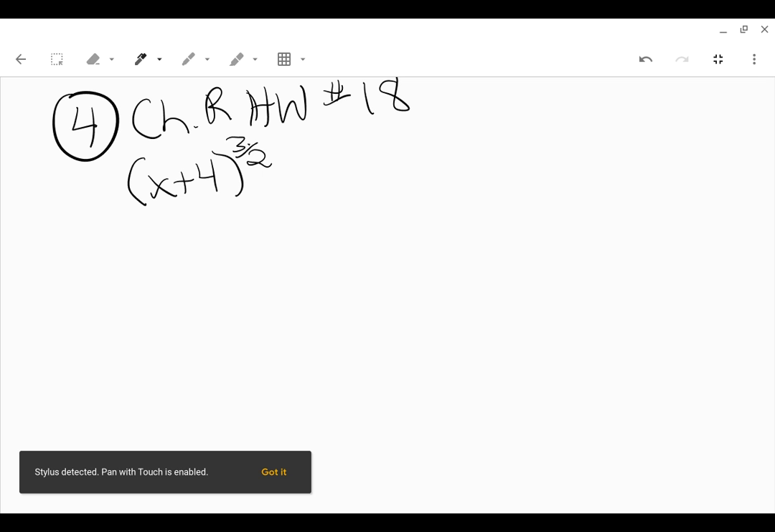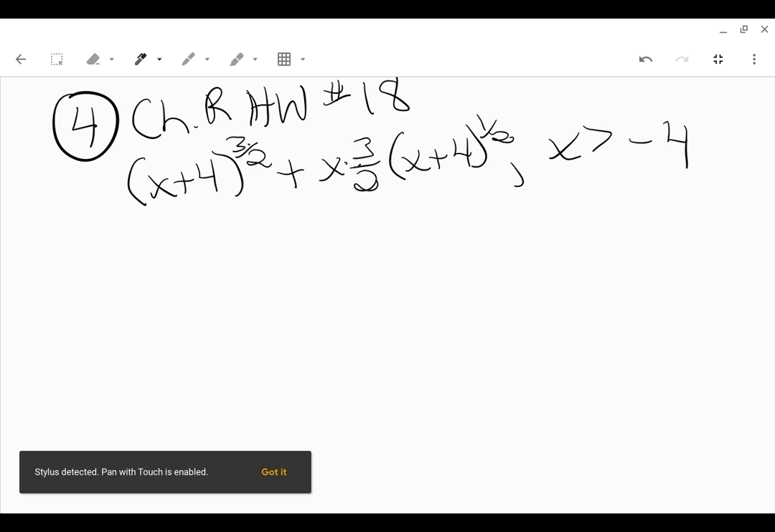So x plus 4 to the 3/2 plus x times 3/2 times x plus 4 to the positive 1/2. And this is with x greater than negative 4. And I'll talk about why they put this on here in just a minute.